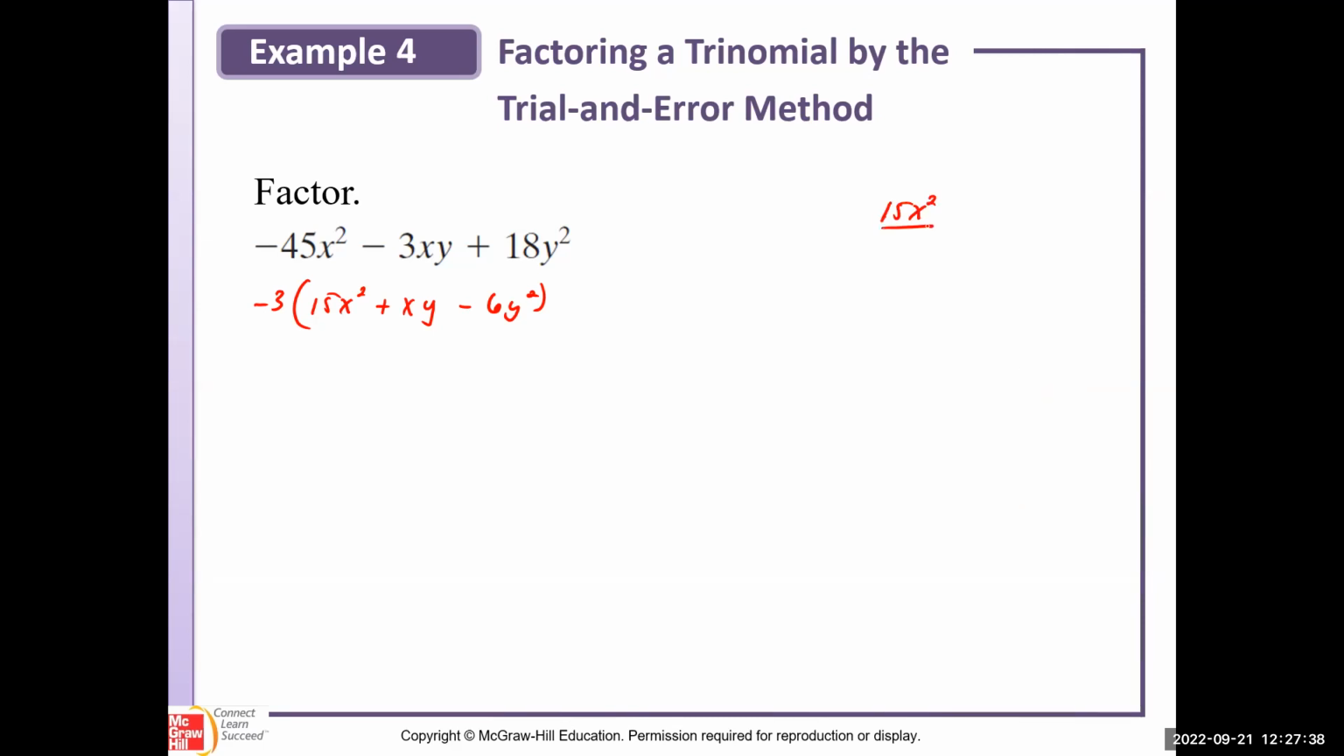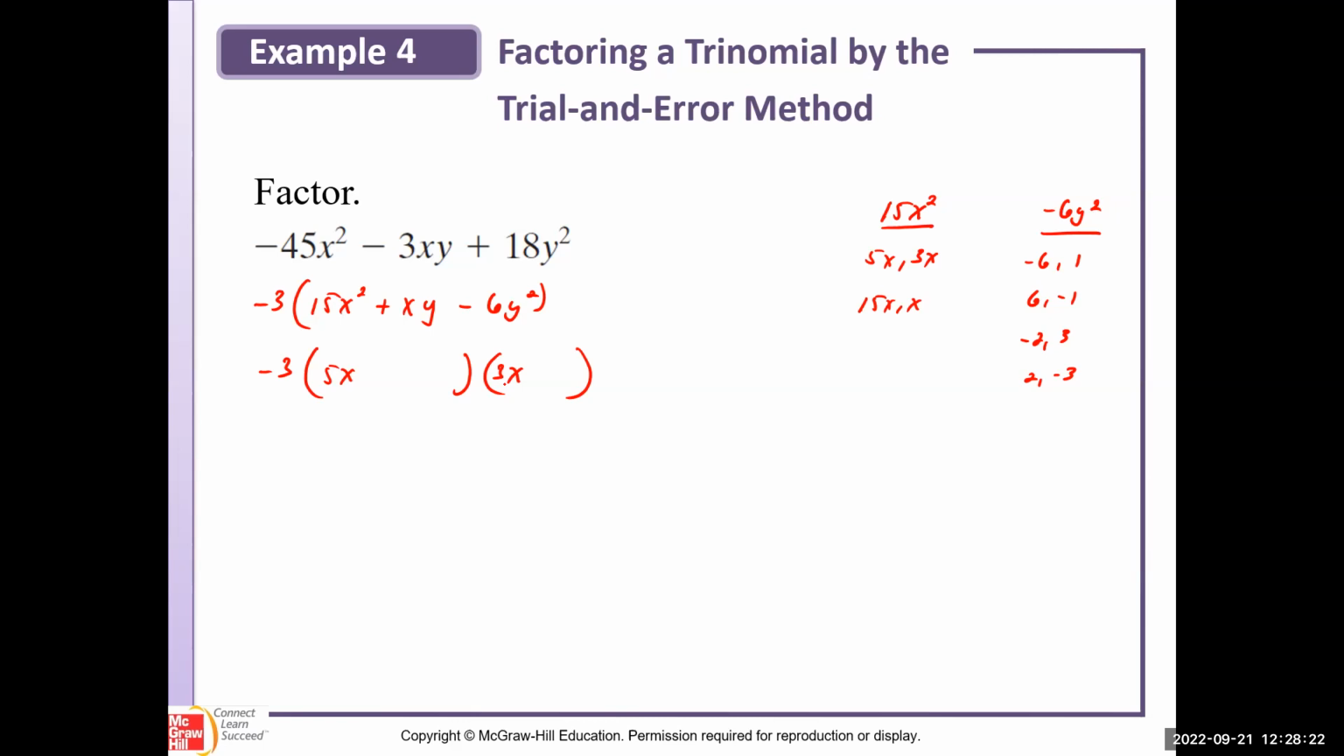So 15x squared, and then I'm going to do negative 6y squared. So this is going to be 5x and 3x. This is going to be 15x and x. I do apologize for that. So it's going to be negative 6 and 1, 6 and negative 1, negative 2 and 3, and then 2 and negative 3. And so I'm going to do the 5x and the 3x, and then try.